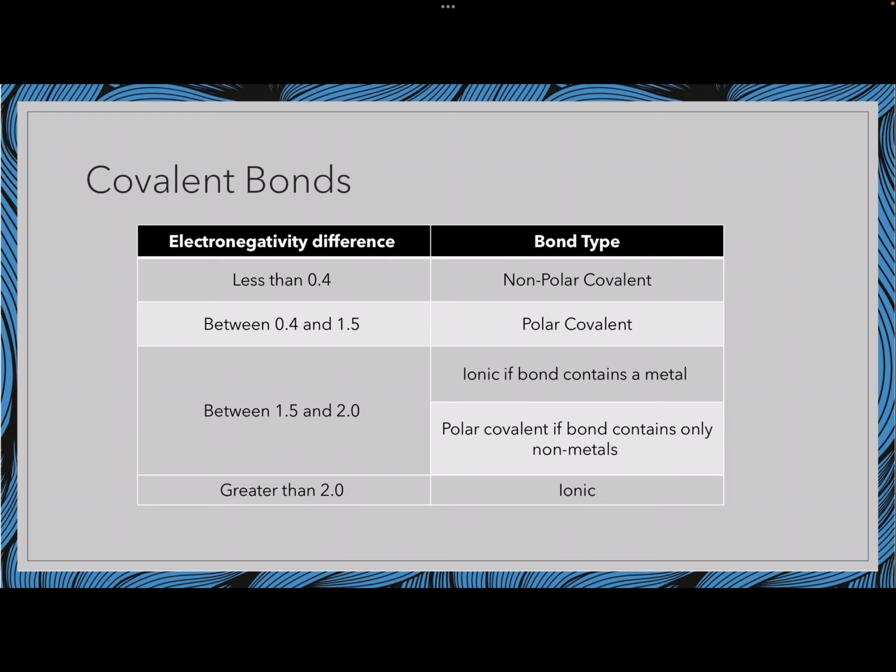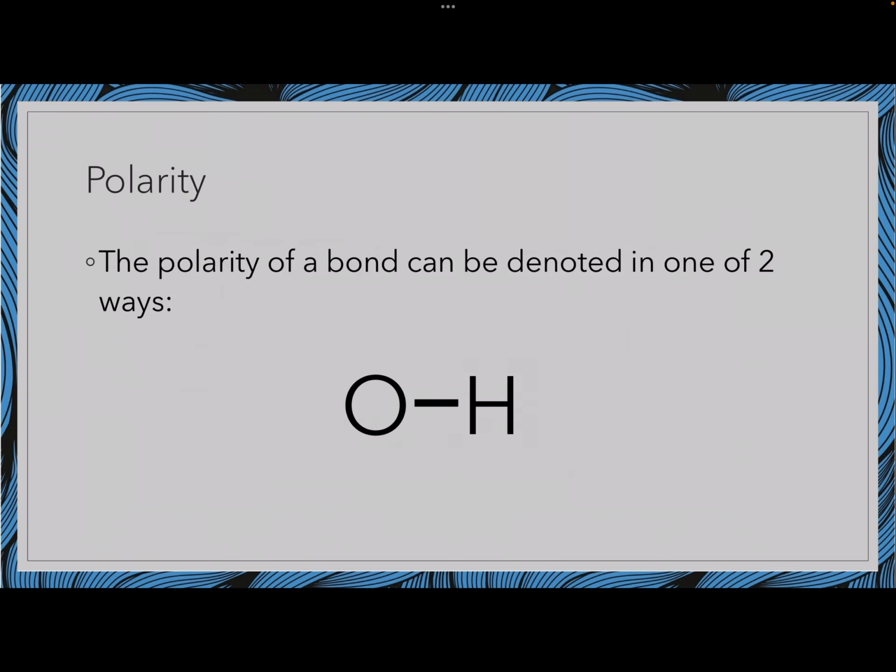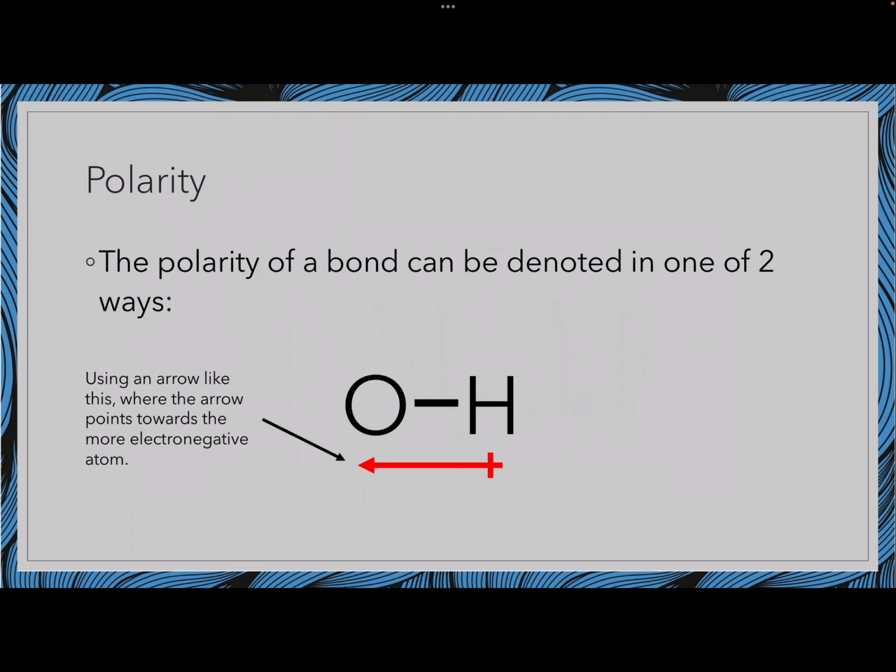Before we do some examples, we'll show you how to write polarity. Sometimes you'll be required to denote the polarity on a molecule. So here we have an oxygen and a hydrogen bonded to each other. How do we write the polarity? Well, there's two ways. The first way is with this little arrow with a cross at one end. We put a little plus on the side that has the lower electronegativity, and we draw the arrow towards the atom with the higher electronegativity.